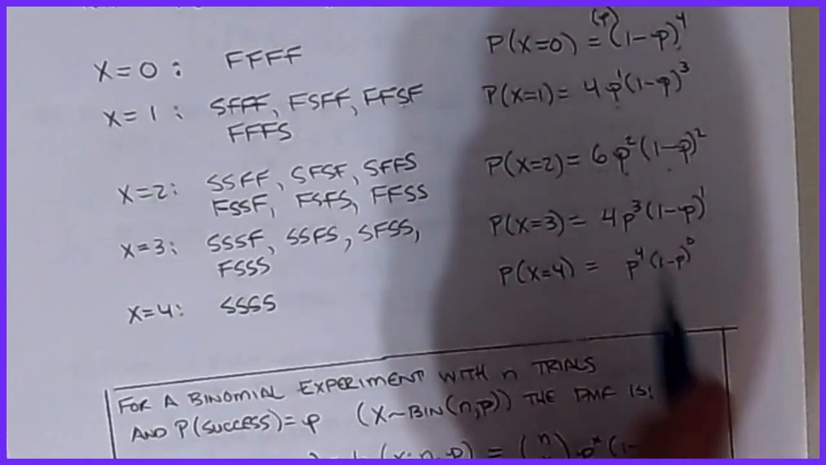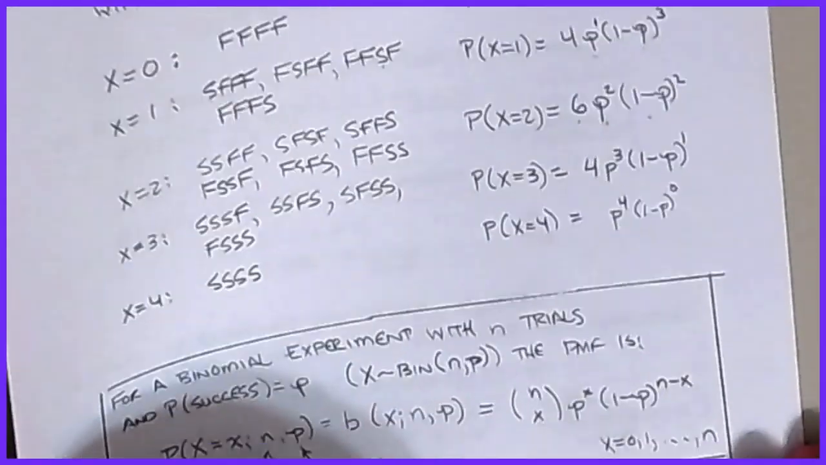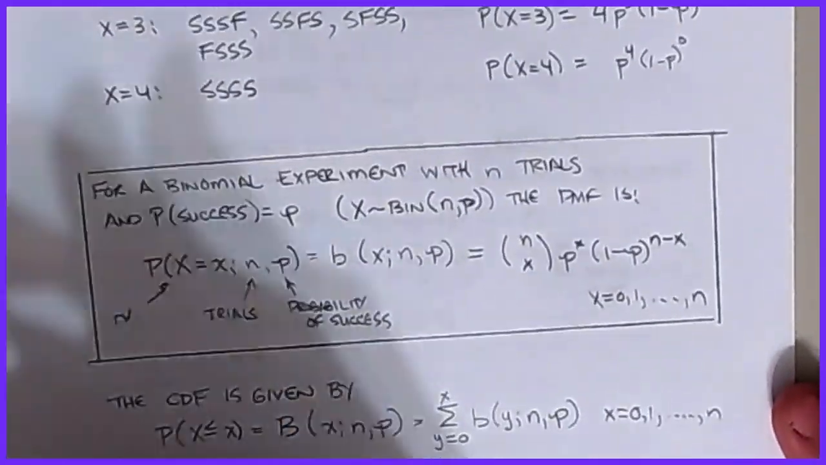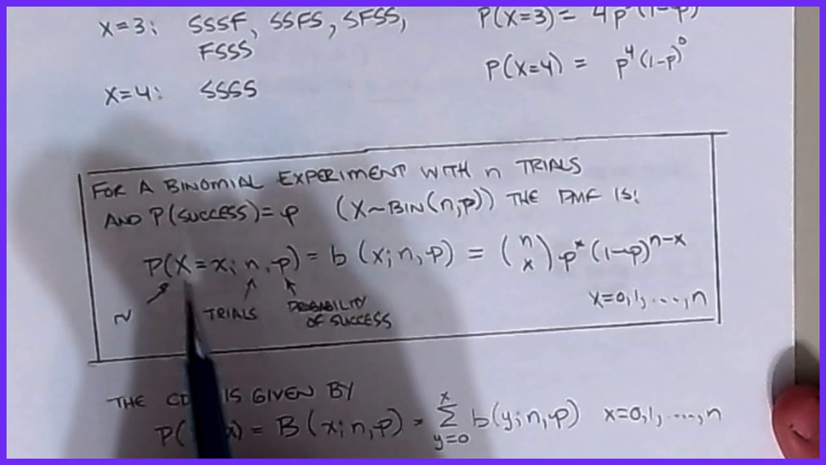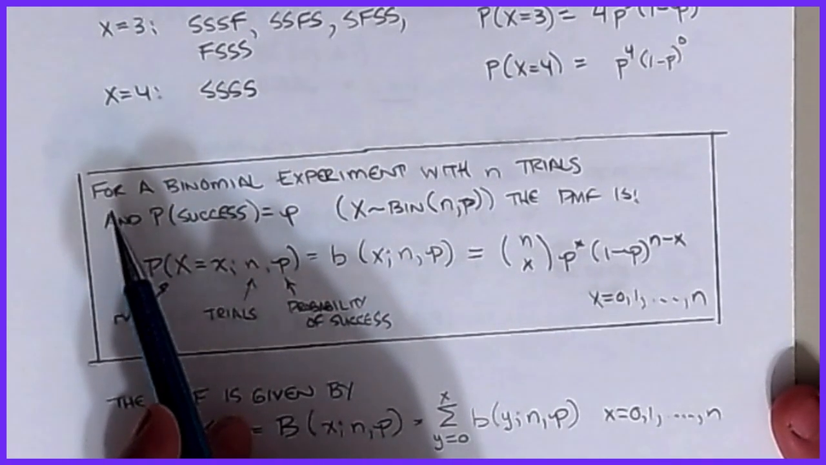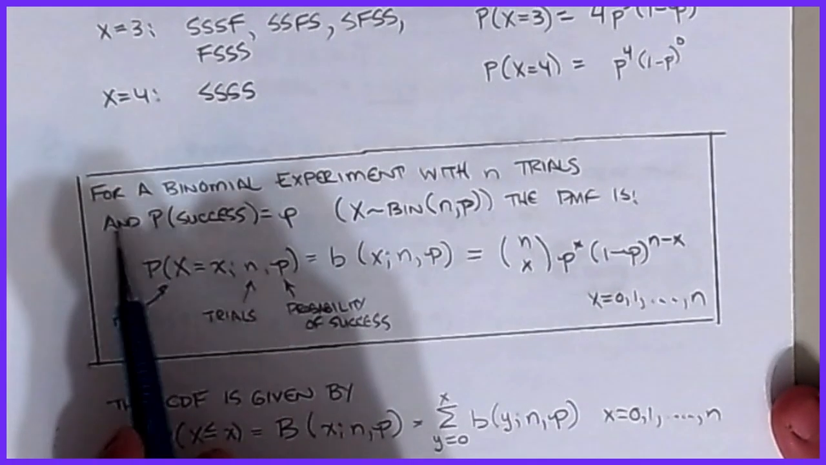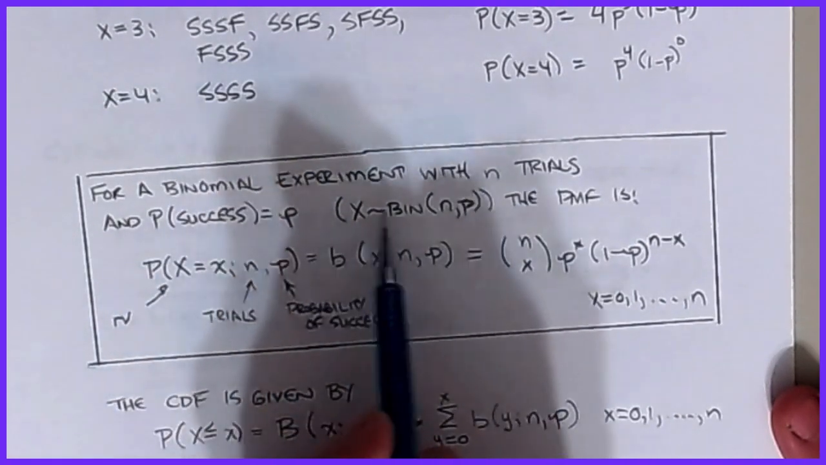And so there's a pattern that develops, and that's what we wanted to see, because that allows me to define a basic equation for calculating these probabilities. So the definition that's written in the book is a binomial experiment with n trials and the probability of success equal to some value of p.